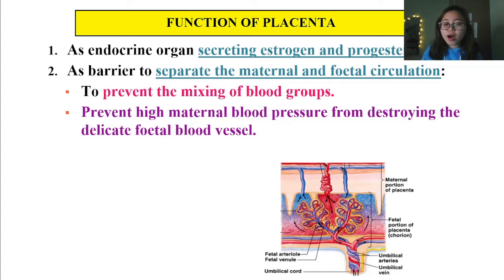Second reason why placenta needs to function as a barrier is to prevent high maternal blood pressure from destroying the delicate fetal blood vessel. So jangan lupa, ibu ni dia sudah dewasa. Dalam saluran darah dia, pressure ataupun tekanan darah itu lebih tinggi daripada tekanan darah dalam saluran darah baby. Dan saluran darah baby juga belum cukup matang, it's not fully developed, so it cannot withstand the high pressure.